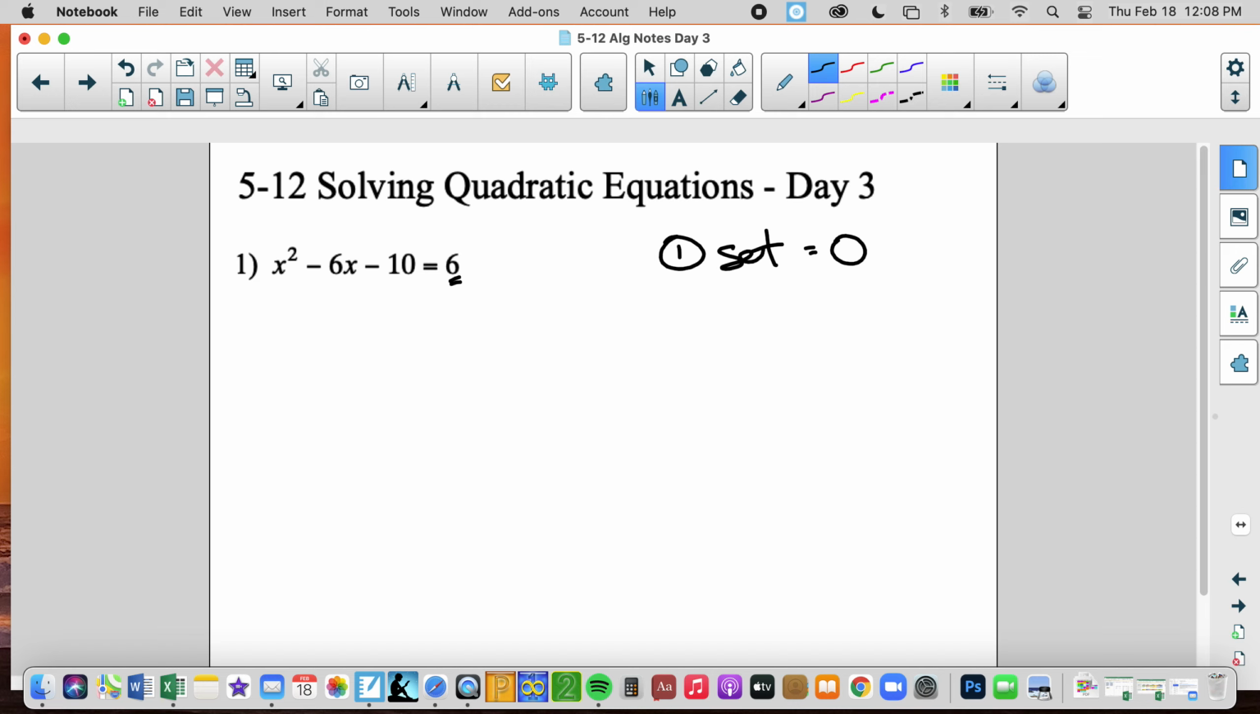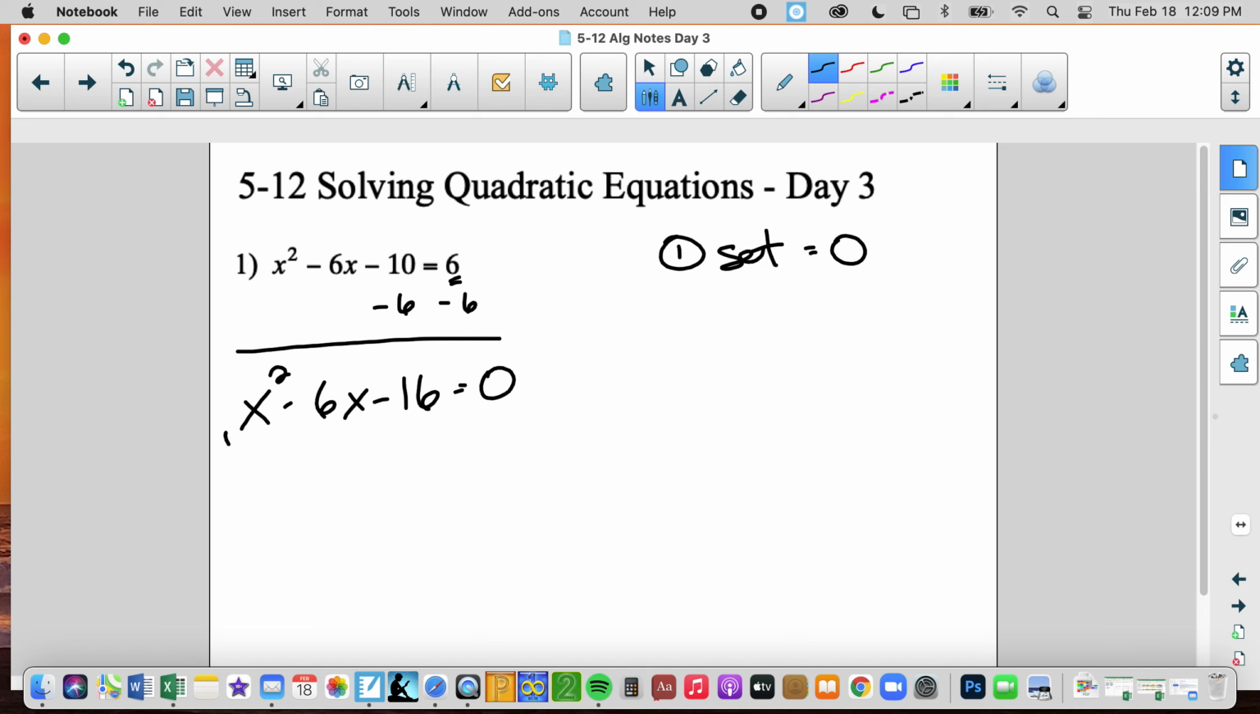What's going to get rid of a positive 6 is a -6. And I'm going to put it underneath its like term. That's a constant, so I'll put it underneath the constant. And then we'll simplify that left side. You get x squared minus 6x minus 16 equals 0. So now we've set it equal to 0, which is really beneficial.